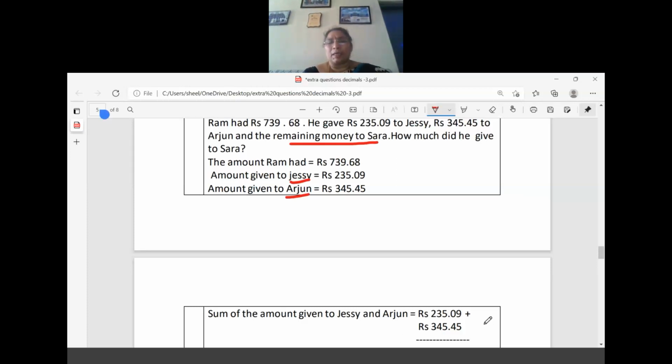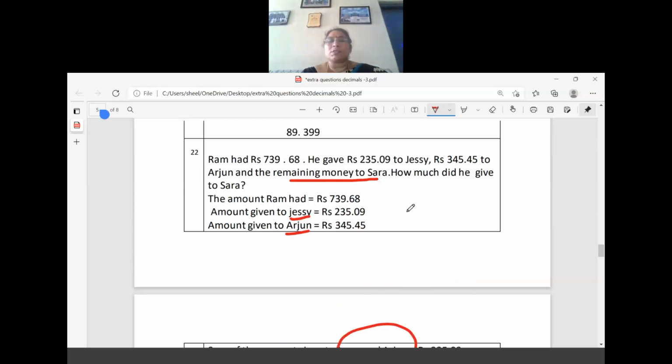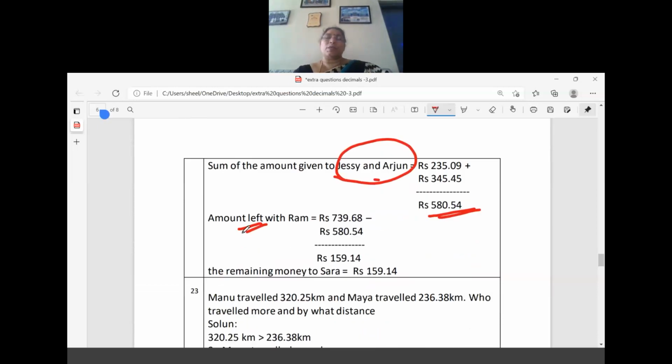We are calculating what is the total money he had given to Jesse and Arjun. What is the answer? 580.54 we have added here. So you can see here after the addition the amount we have is rupees 580.54. Now what is the next step? We can calculate the amount left with Ram, because the left money only he had given to Zara. So we are calculating the amount left with Ram only.